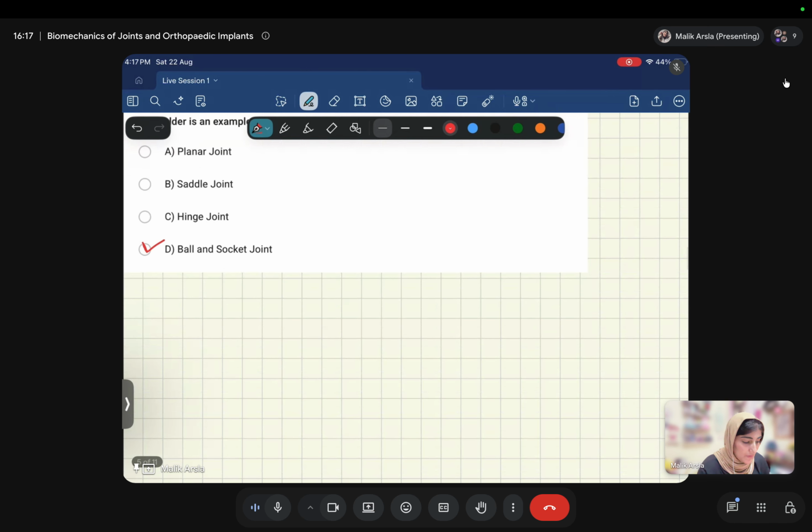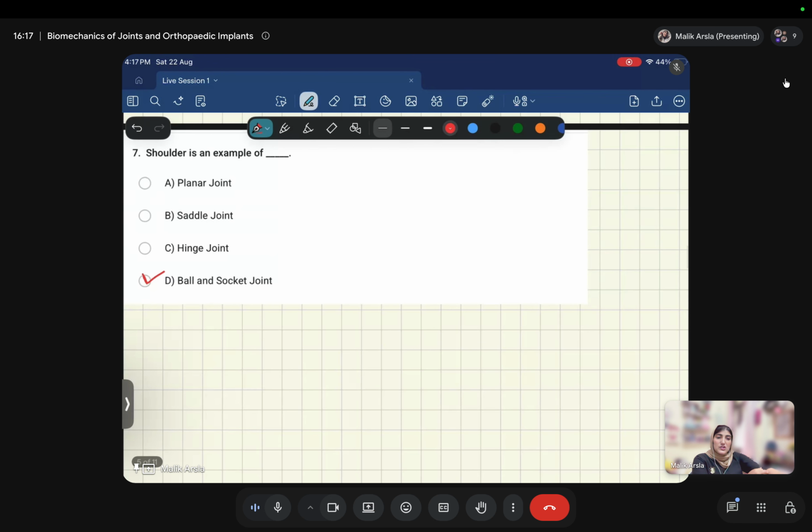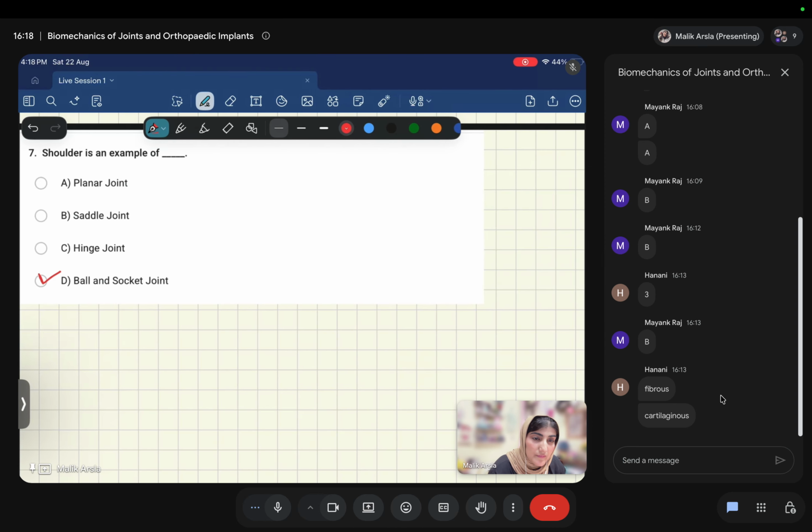So okay, can anyone tell me how many degrees of freedom this ball and socket joint has? How many degrees of freedom is this ball and socket joint having? No, degrees of freedom. Do you understand what is the degrees of freedom? Okay, can anyone tell me what is a degree of freedom?